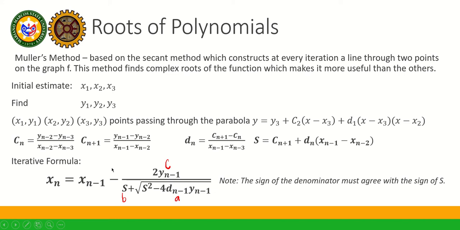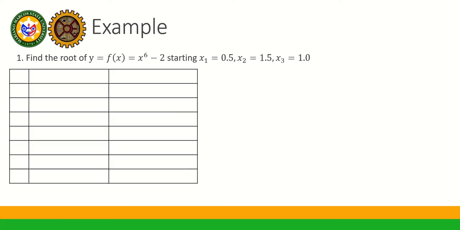However, ito yung susundin natin na formula. Okay, so note, the sign of the denominator must agree with the sign of s. So, kung ano yung sign ng s natin, dapat yun din yung sign ng ating denominator. So, we should be carefully solving or simplifying for this one sa loob ng radical sign. Okay? So, now let's try an example.